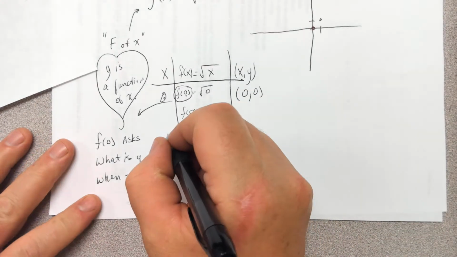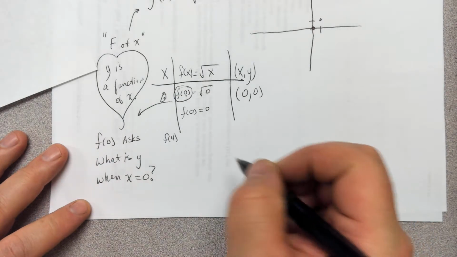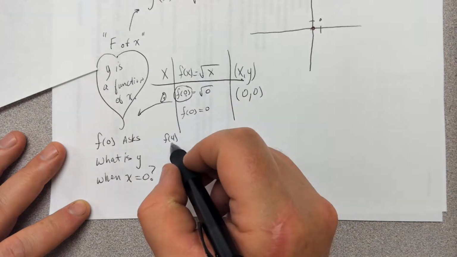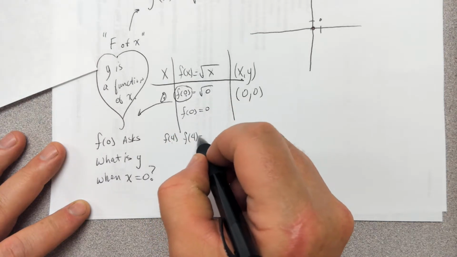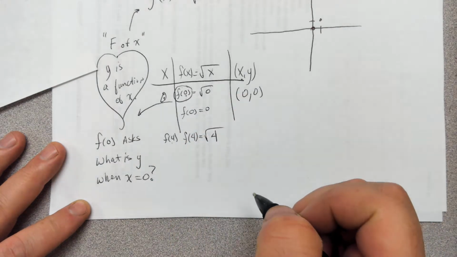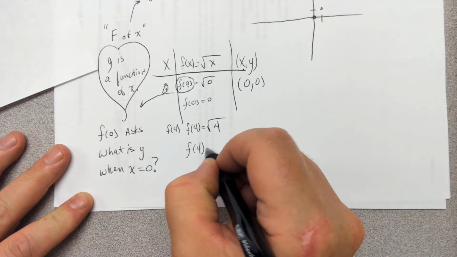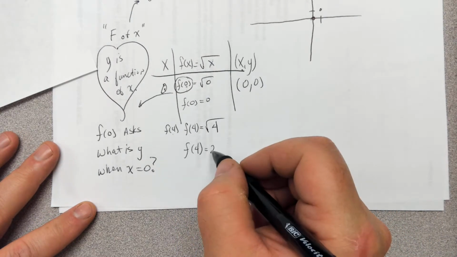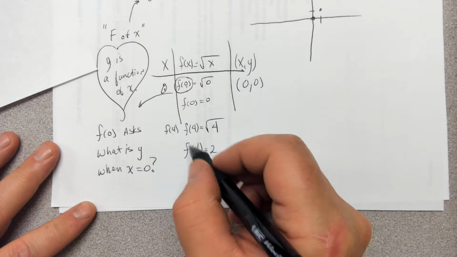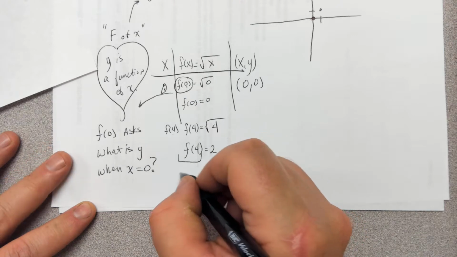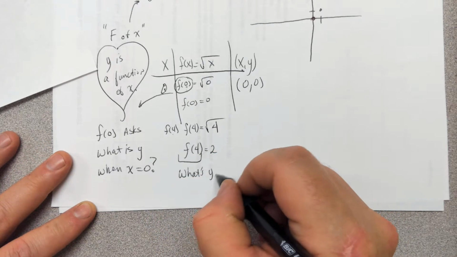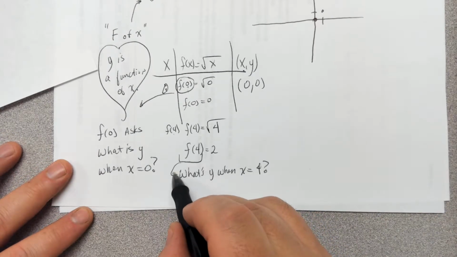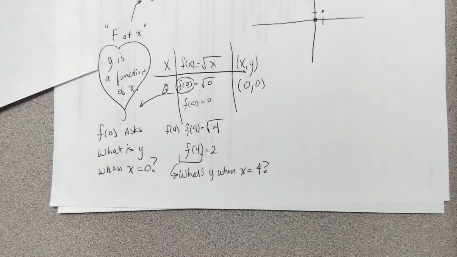So, for example, let's skip ahead to 4. What this means is take your function, and everywhere you see an x, you put a 4. So we're going to do the square root of 4. The square root of 4 is 2. So x is 4, y is 2. Because this whole thing says, what's y when x equals 4? That's what this part right here says. It's tricky, right?